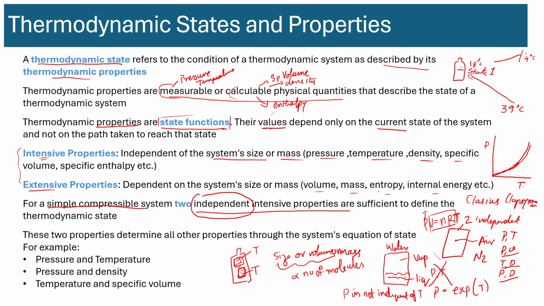So for a simple compressible system, two independent intensive properties are sufficient to define the thermodynamic state. Again, it has to be an intensive property. You cannot define the state using the total mass, for example. But density will work. Density is mass per volume. You can use that because it's an intensive property. You cannot use volume, but you can use specific volume, which is volume divided by mass, because that's an intensive property.